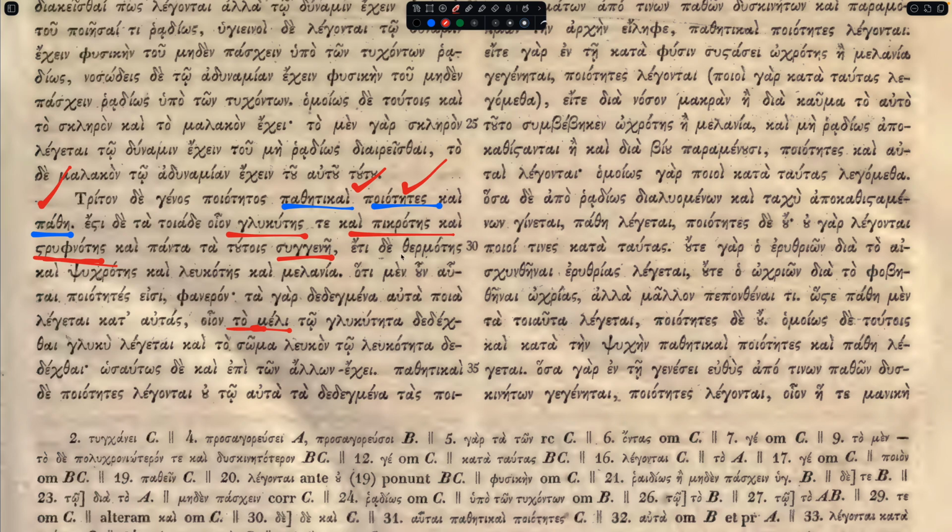Eti, still, again, eti there. Thermotes, kai psukrotes. You might remember these words if you're learning Greek from earlier lessons. Heat and coolness, right? Kai lukotes, whiteness. Kai melania, blackness. Okay, these are all affective qualities.